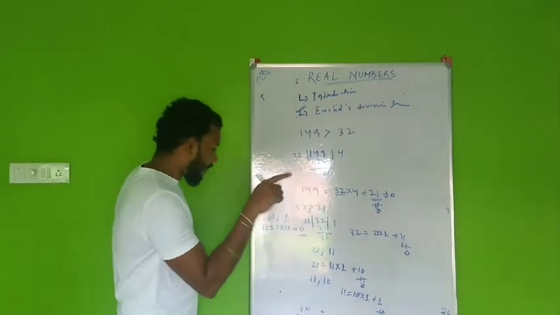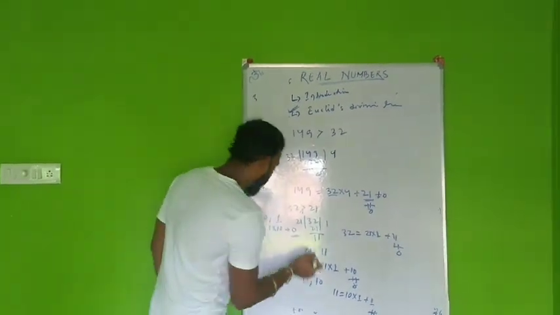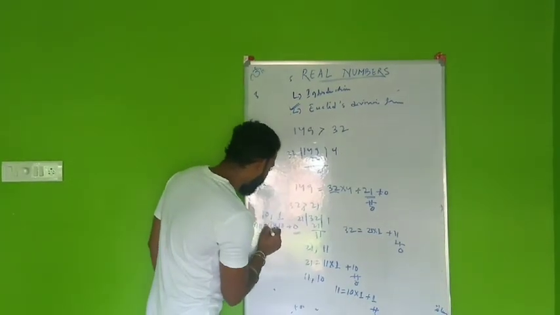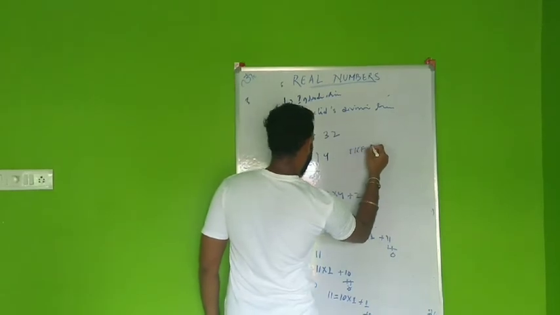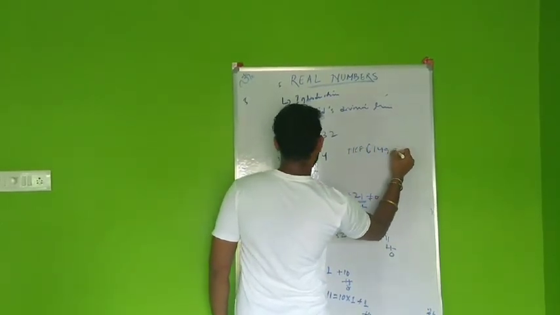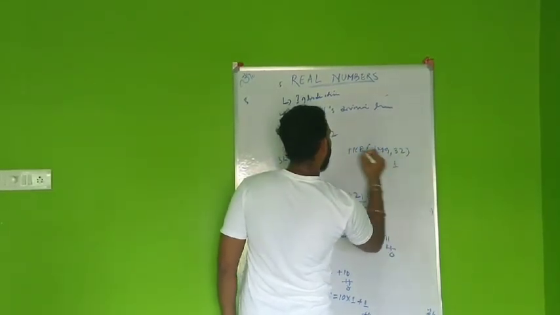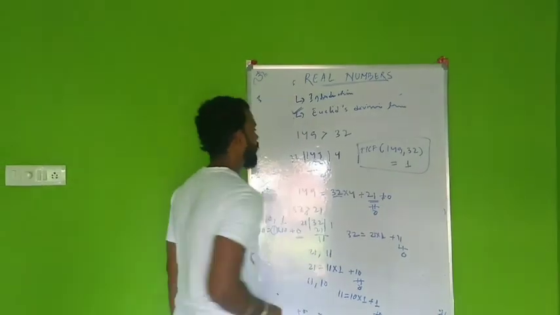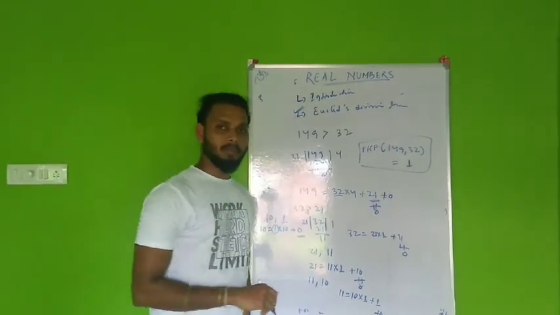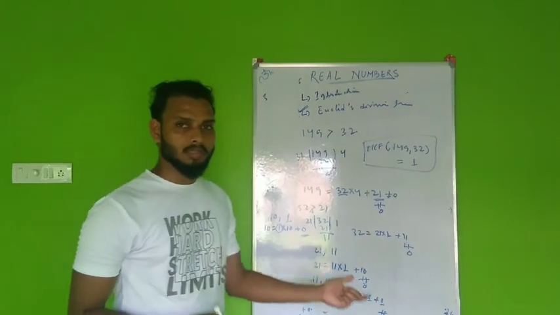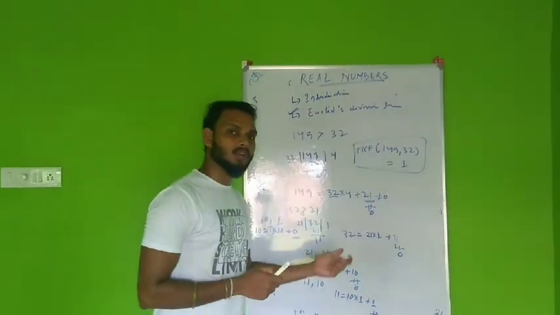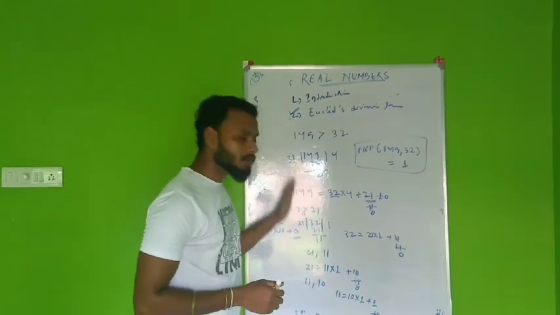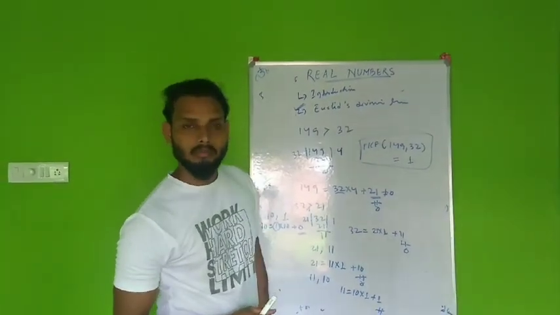That means the HCF will be the divisor in this case. That means HCF of 149 and 32 is equal to 1. Actually, I think you may know one thing that is called the long division method, for finding the HCF and LCM. So this is somehow similar to the long division method.